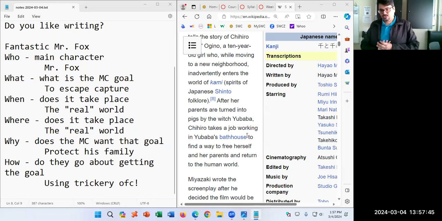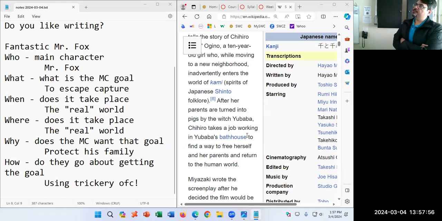By working at the bathhouse and working with Haku to turn her parents back to humans and return back to the real world. Yeah, so there was this whole thing that happened with magic and the parents got turned into pigs. You need to break the curse, so of course you gotta work off the debt. Yep, so work off the debt to release the curse overall.